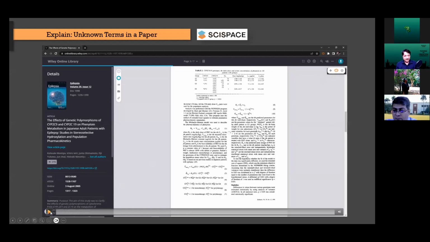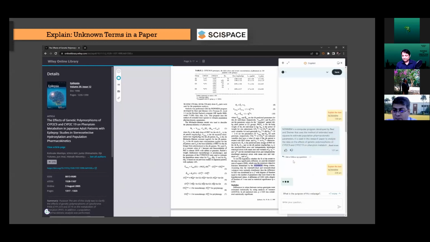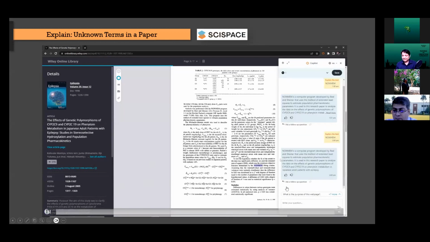So when I ask it a question by highlighting NONMEM, it will say explain. So I will click on the explain text, and then it will take some time, and it will explain what this term NONMEM is.